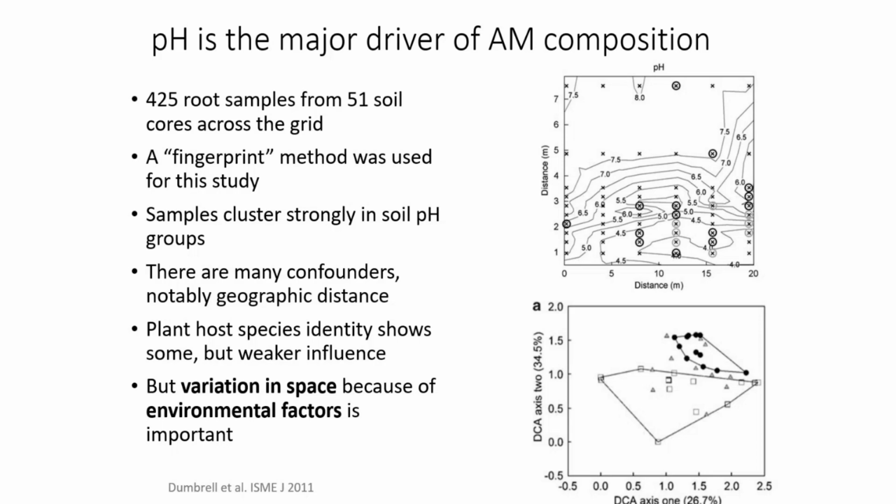So variation in space because of environmental factors at the regional scale and at the local scale is clearly important for fungi. They are tracking and surviving in optimum soil conditions for them, and they're more likely to be abundant in soils that suit them than following their host around, because the presence of the host is probably too unpredictable for that to be a good strategy.